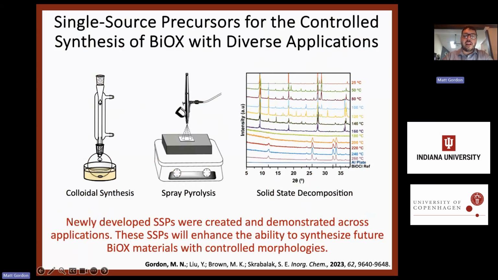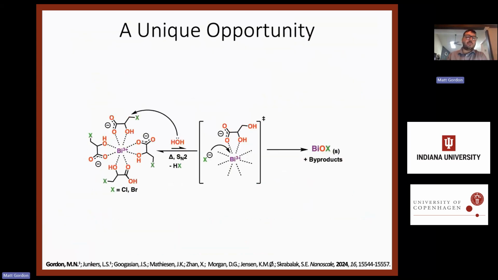We wanted to demonstrate them in a variety of applications. First, we did colloidal synthesis, heating up these precursors in an oil bath, which produced bismuth oxyhalides with good morphology. We used a spray pyrolysis method, spraying that aqueous precursor onto a heated substrate, and were able to make thin films. And also, by heating up those solid precursors, they were able to decompose into bismuth oxyhalides at elevated temperature. That was a pretty useful way to show we had single source precursors that were able to react in a very similar way.